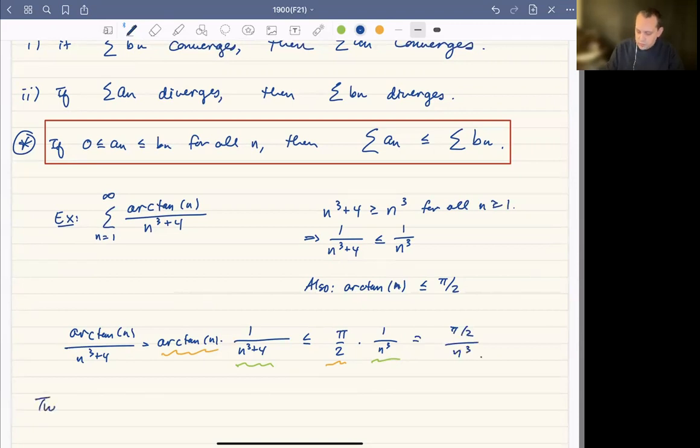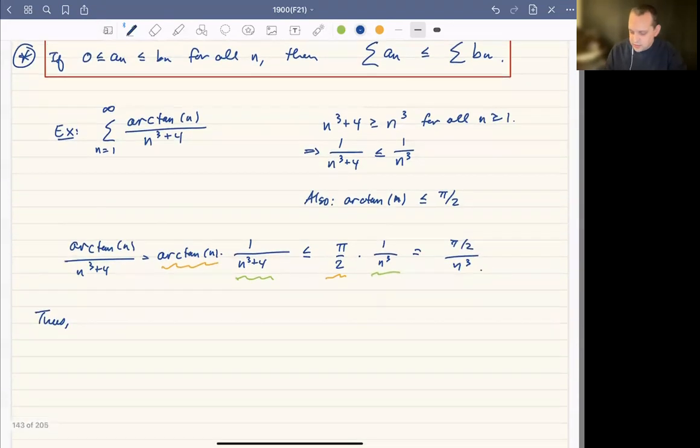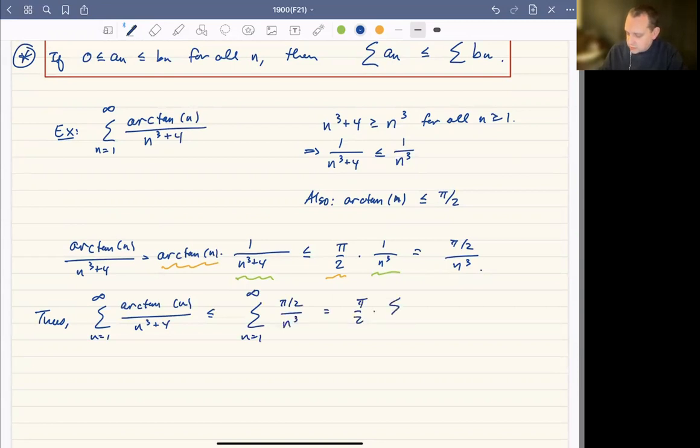And therefore, the series, the sum of arctan of n over n cubed plus 4 from n equals 1 to infinity, is going to be less than or equal to the sum from 1 to infinity of pi over 2 over n cubed. And of course, pi over 2 is just a constant, so we can bring that out.